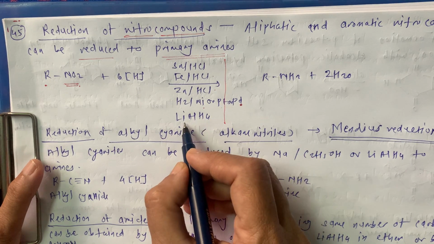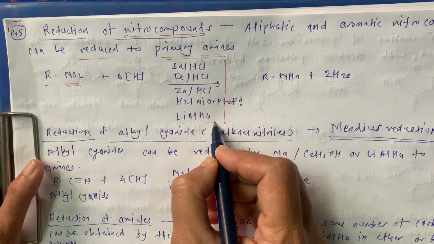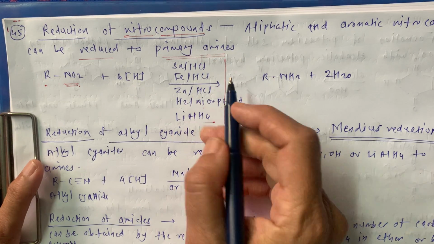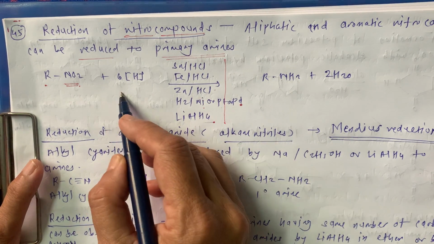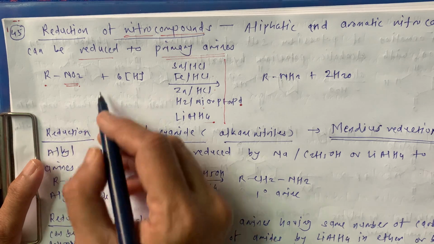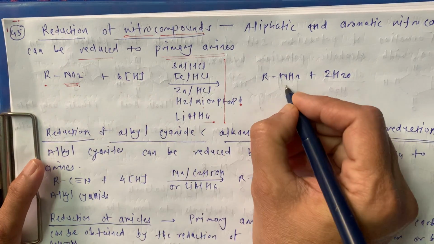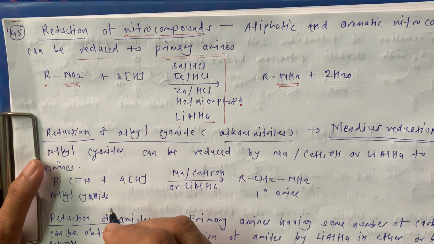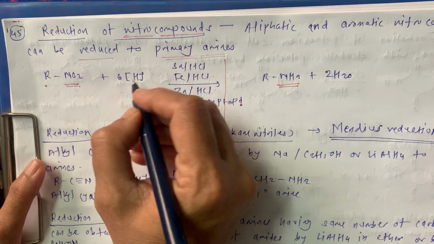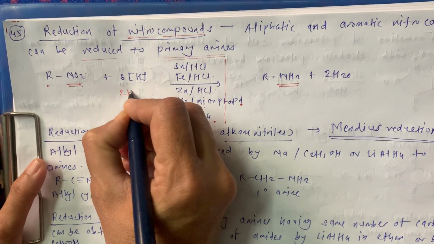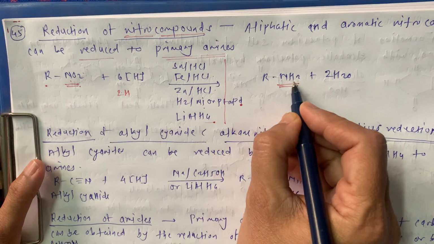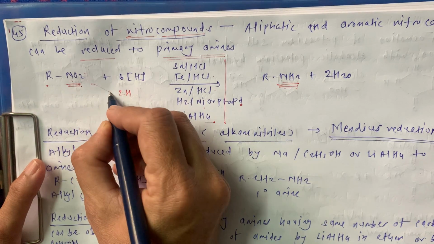Then lithium aluminum hydride. All these are reducing agents. We can use any one from this for this reaction, and this NO2 group is converted to NH2 group. So from 6 hydrogens, 2 hydrogens are attached over here, so there is formation of NH2.